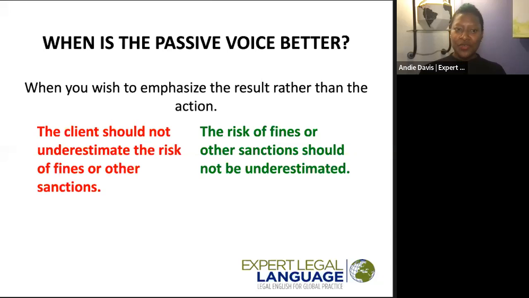The passive voice is also better when you want to emphasize the result of an action rather than the action itself per se. So here, instead of saying the client should not underestimate the risk of fines or other sanctions, you might want to rephrase that, because in this case, it's the fact that there are fines and sanctions and a risk of fines and sanctions that's important, rather than who should be estimating or overestimating them. So you might rephrase that to read, the risk of fines or other sanctions should not be underestimated.